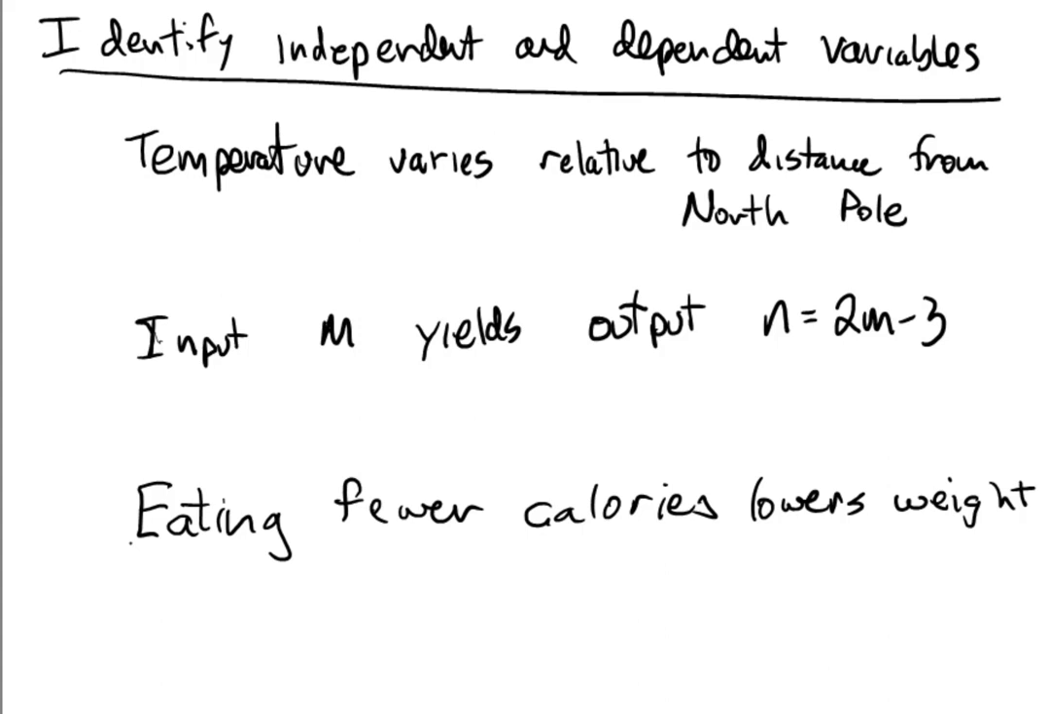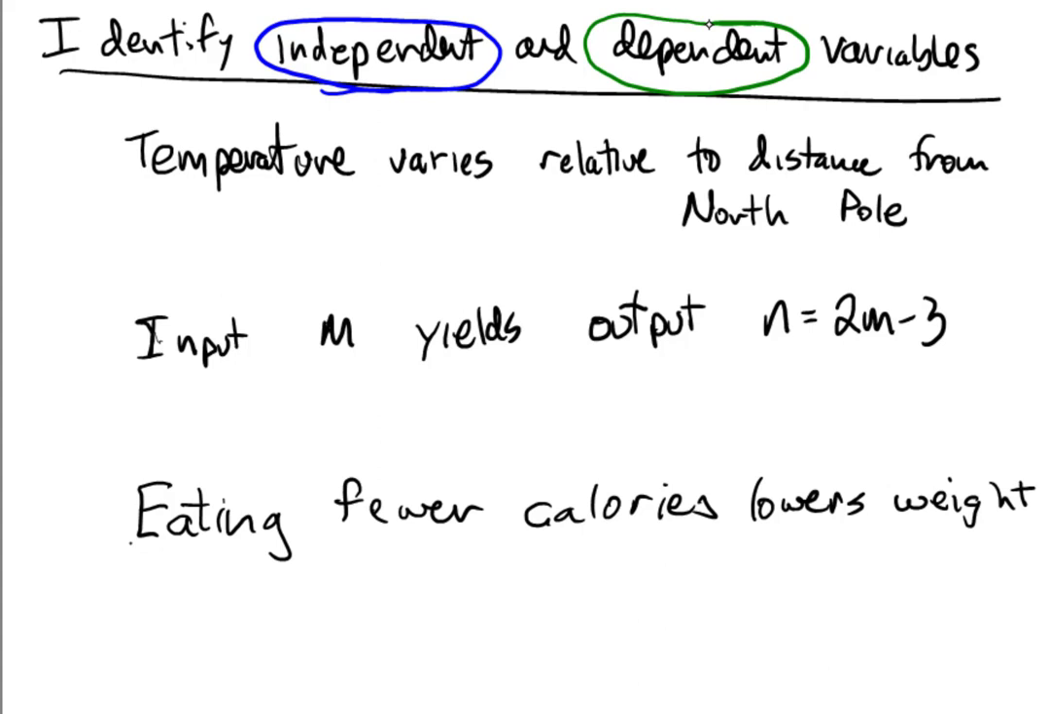Okay, this one's a language problem in math. It's asking us to identify independent and dependent variables. So to assist me with this, I'm going to find my independent variable. Let me circle this one in blue. Everything I mark in blue will be an independent variable, and in green I will do the dependent variables.